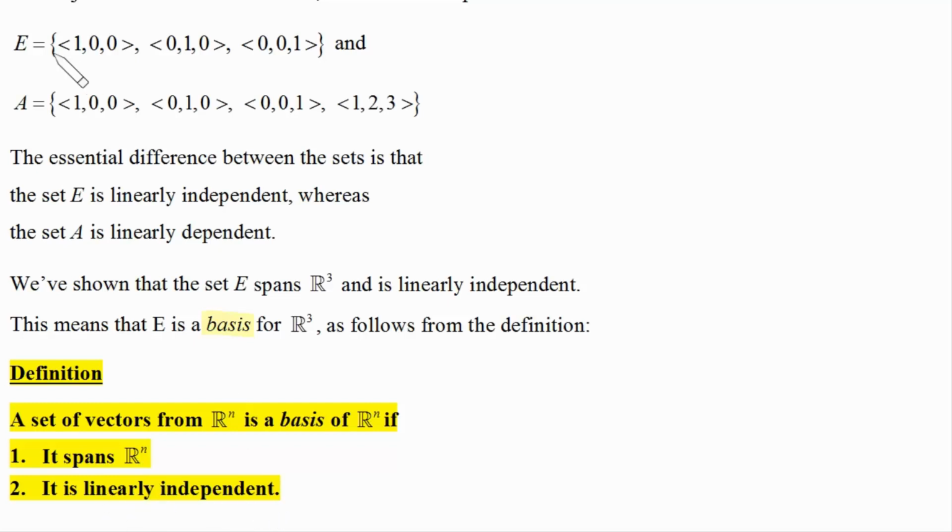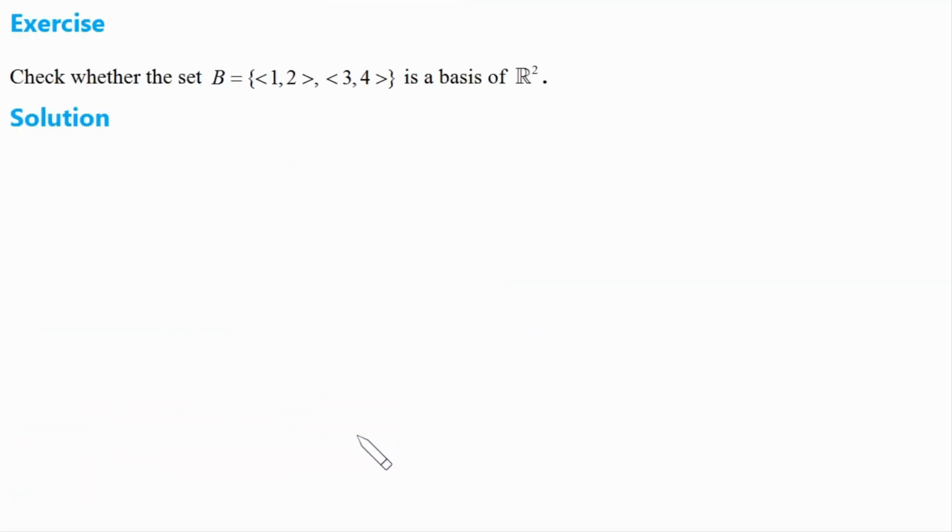And in our example, E had these two properties, that it spans R3 and is linearly independent, so it's a basis for R3. And now let's do an exercise, a typical exercise, to see if we understood. We have a set B, capital B, consisting of these two vectors, and we have to check whether it's a basis of R2 or not.